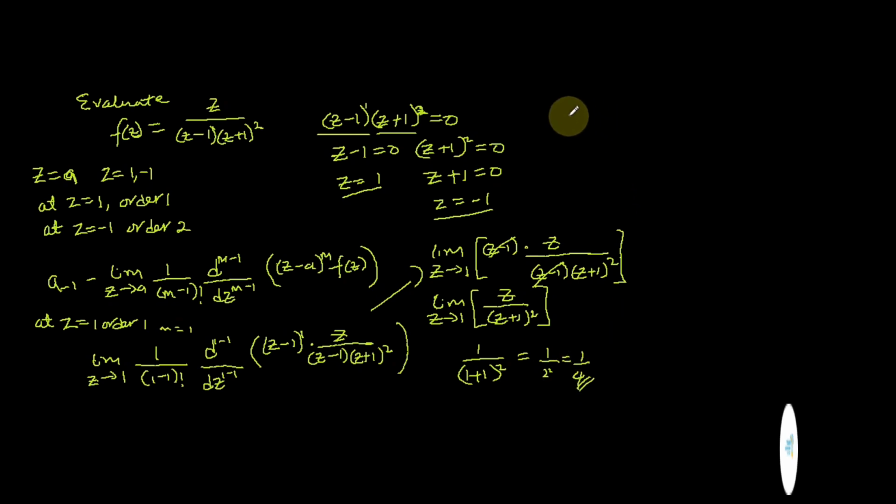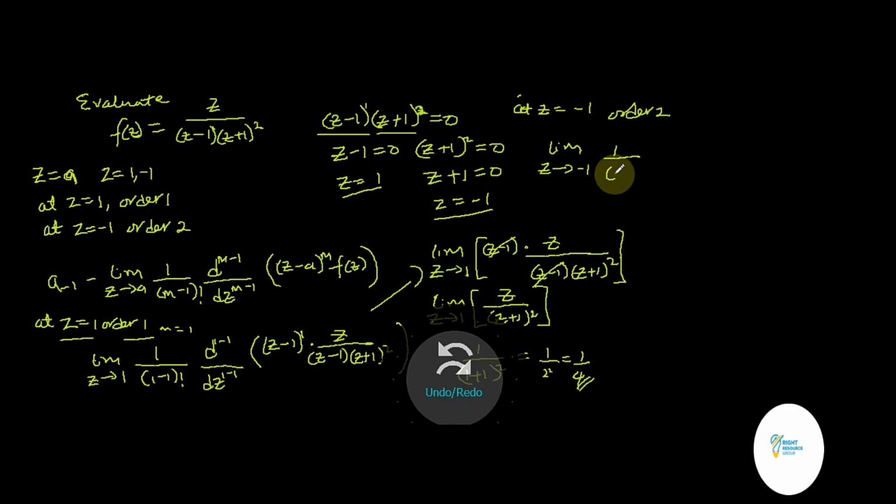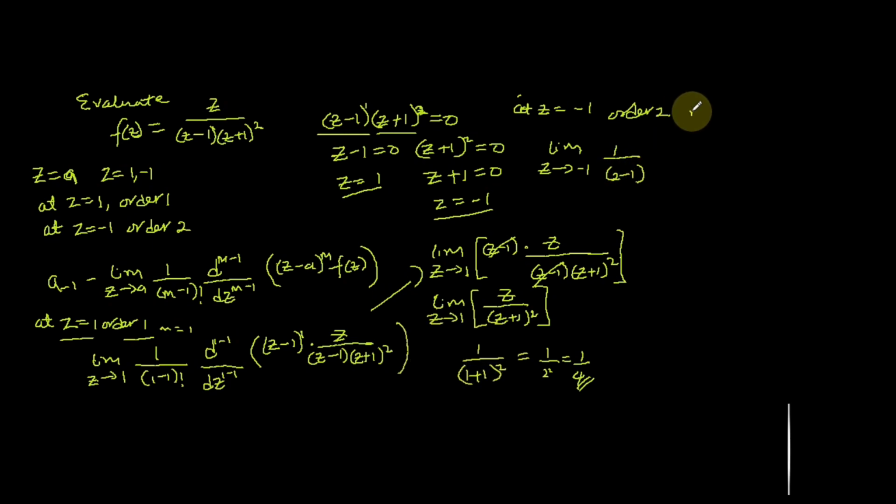So now we are going to also solve for, you remember what we solved here was at z equal to 1 order 1. Now we are going to solve at z equal to minus 1 order 2. So at this point now we are going to have limit as z turns to minus 1 into 1 over 2 minus 1, because order here m is equal to 2. This will be 2 minus 1.